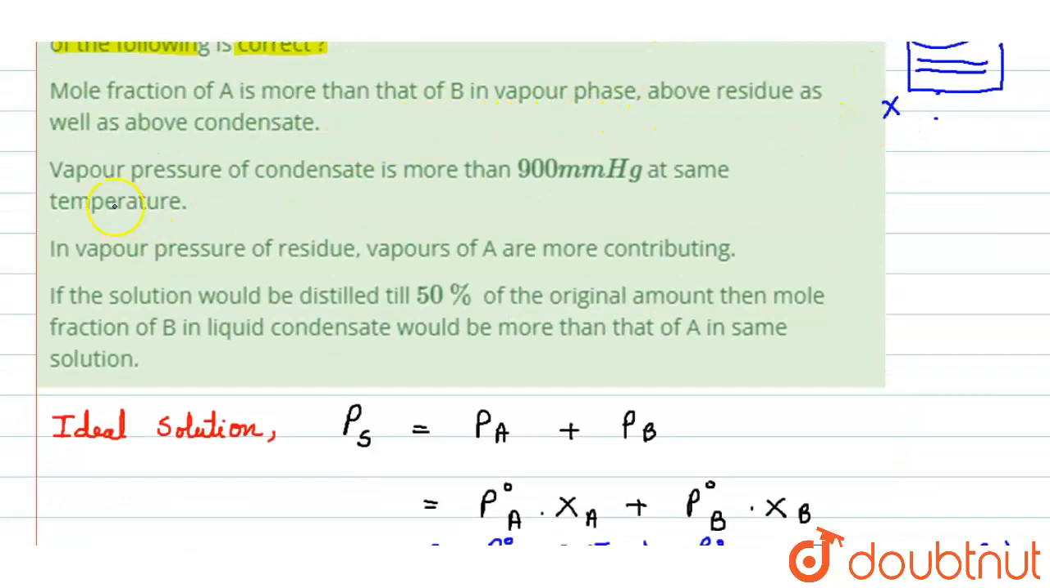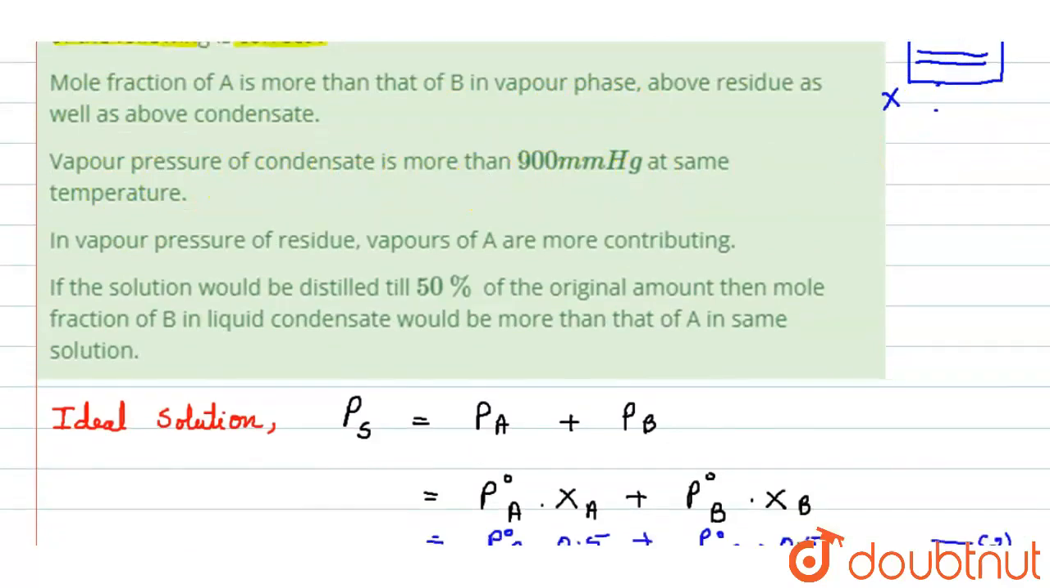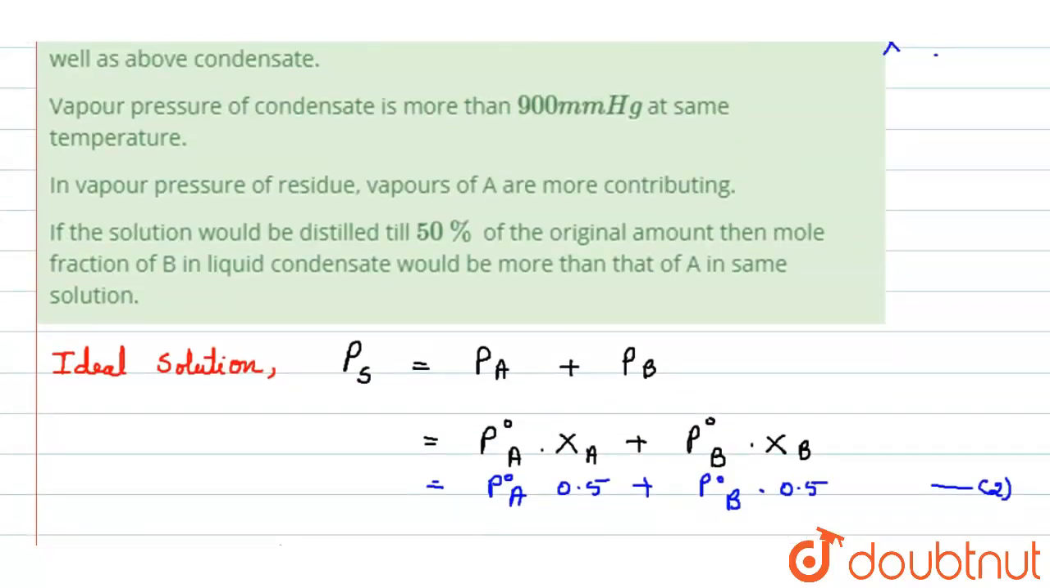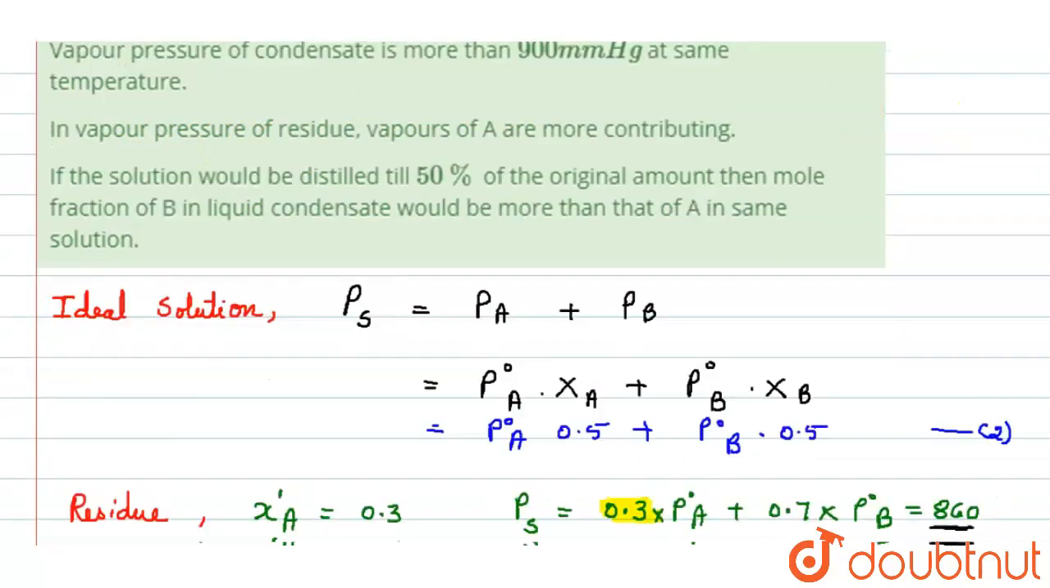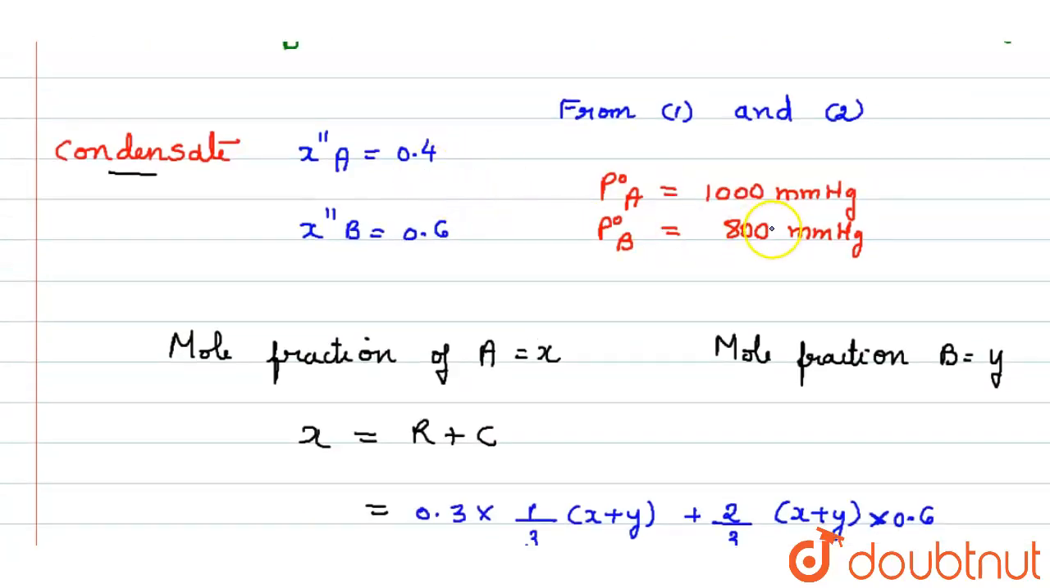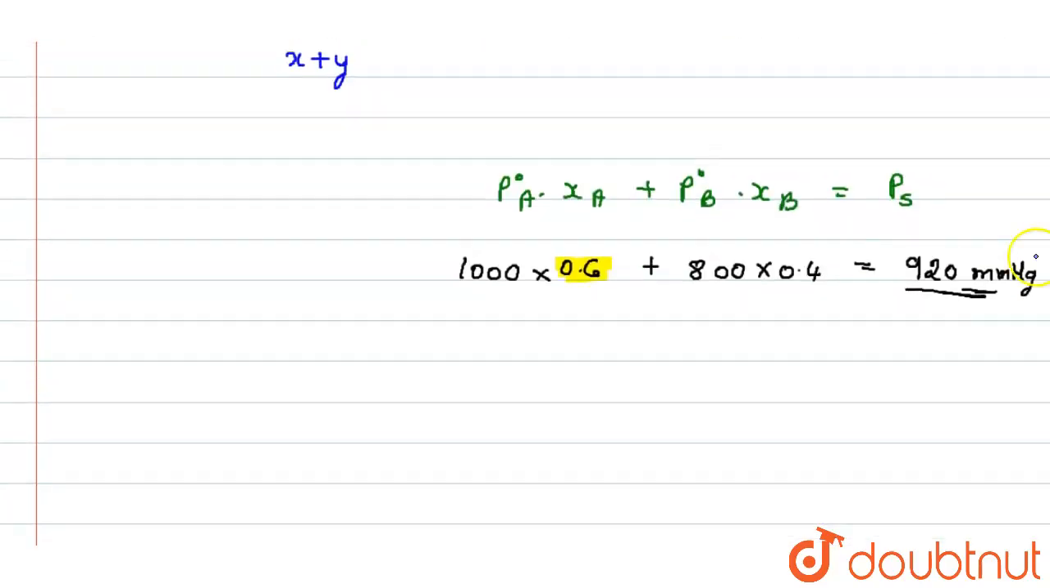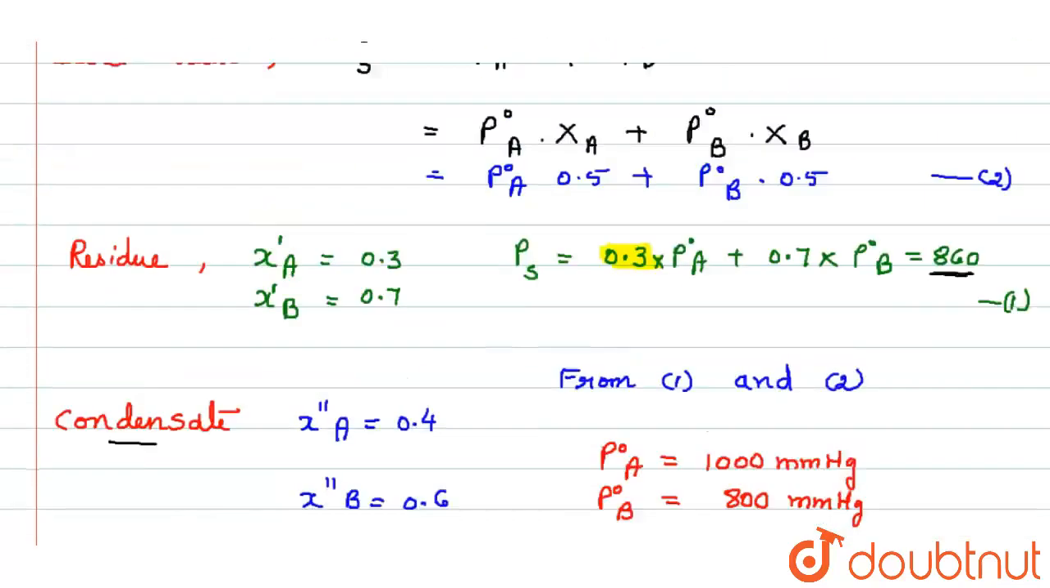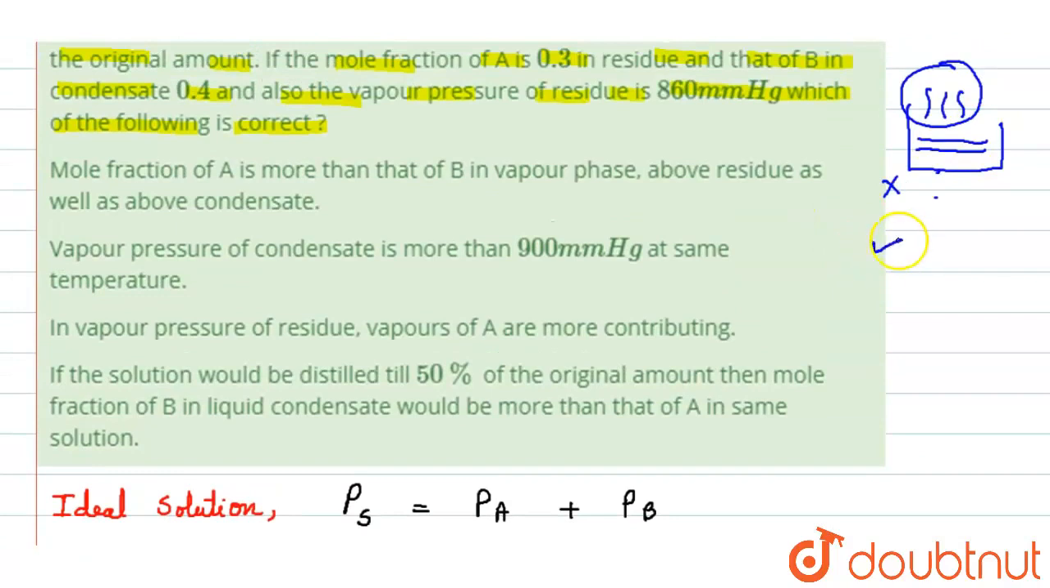Okay, so option 2, vapor pressure of condensate is more than 900 mm Hg at the same temperature. Vapor pressure of condensate is asked. So condensate is here, isn't it? We have used the formula and we got the value as 920 mm Hg. So it is more than 900. So this statement is true.